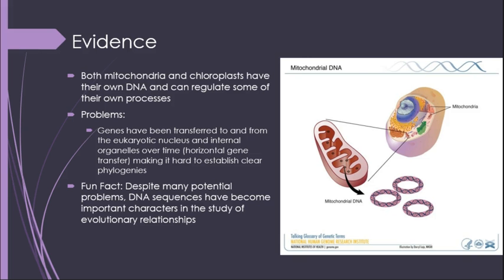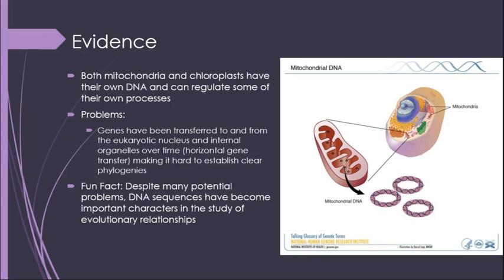All right, so evidence: they both have their own DNA and they can regulate some of their own processes, just like the rest of the cell with the nucleus, right? And this double membrane. Now, genes have been transferred to and from the nucleus and the chloroplast and mitochondria. That's called horizontal gene transfer.